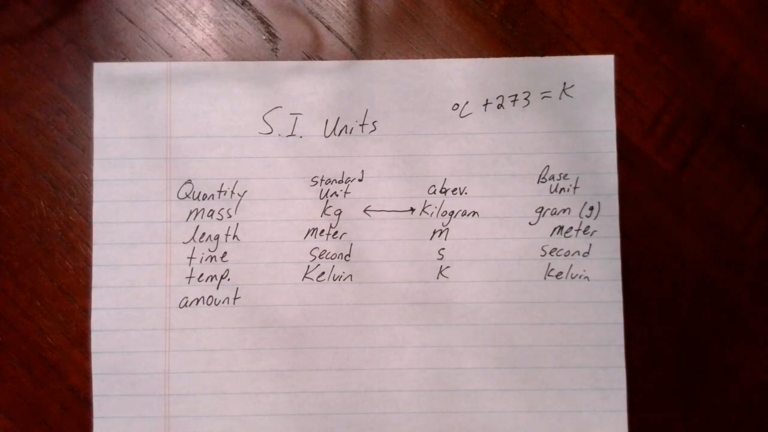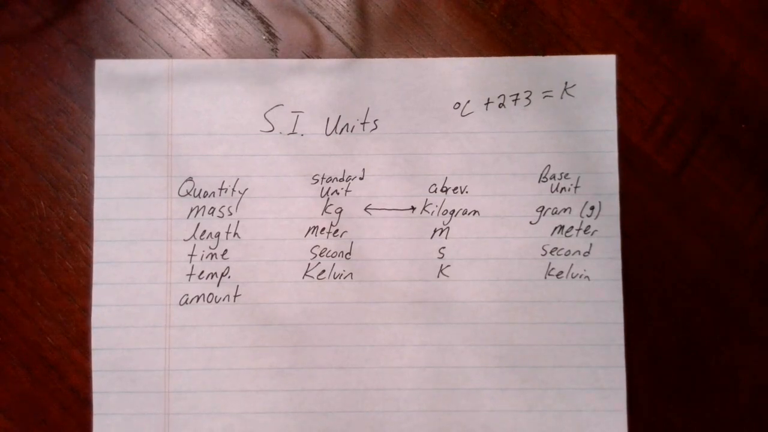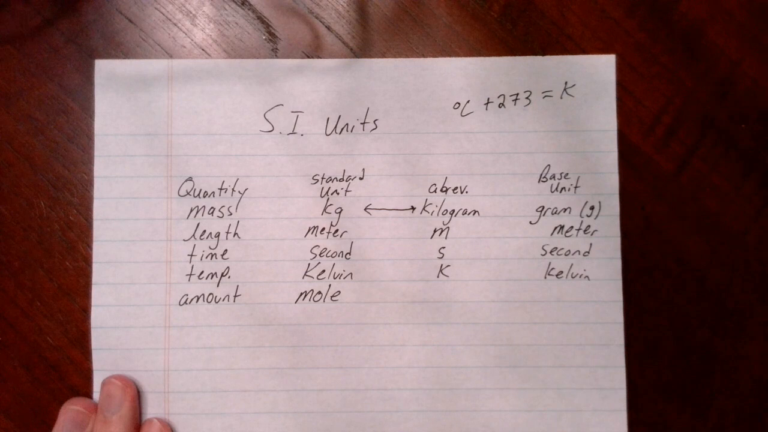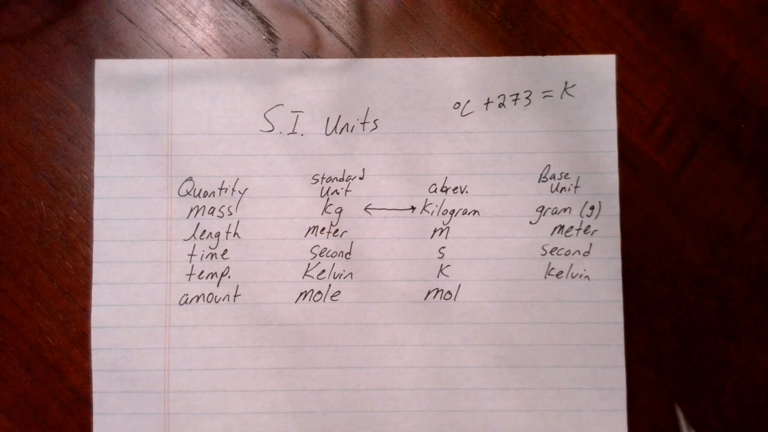Then the last unit, amount, which is the focus of a large part of this course. The standard unit is a mole, M-O-L-E. The abbreviation is mol, because it's pretty rare to see the word mole written out; you'll almost always just see it spelled M-O-L. And the base unit is mol. So those are the 5 that we'll use.